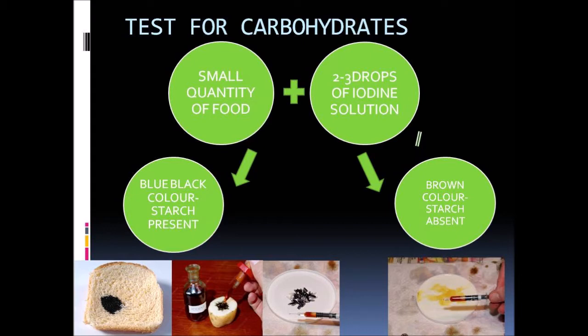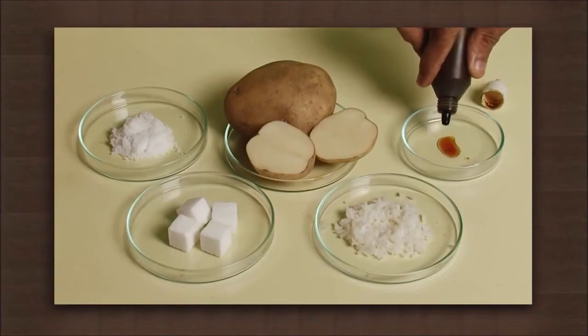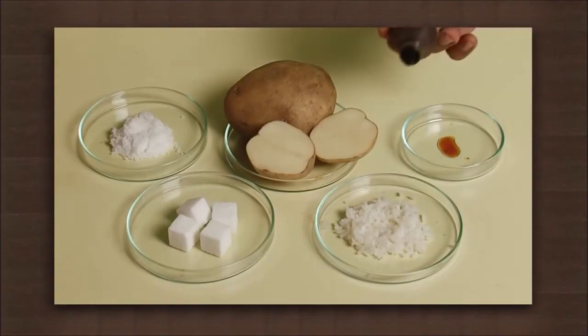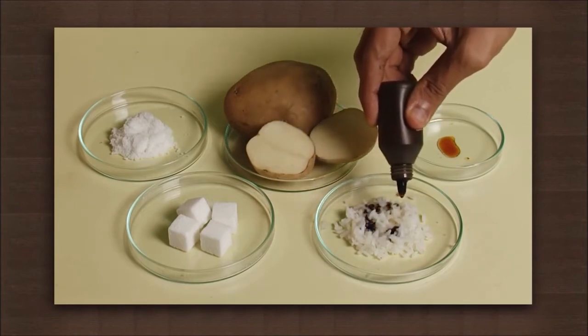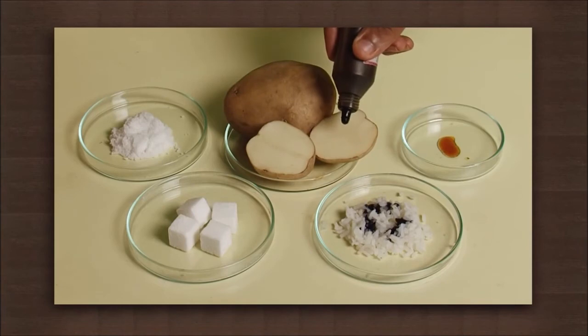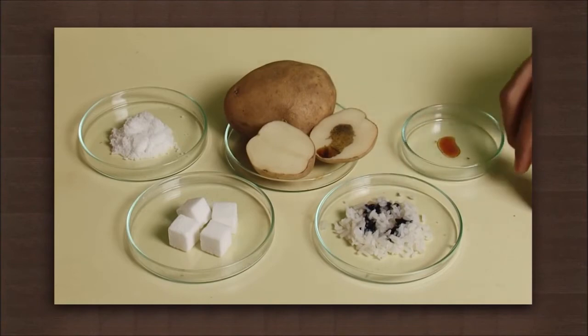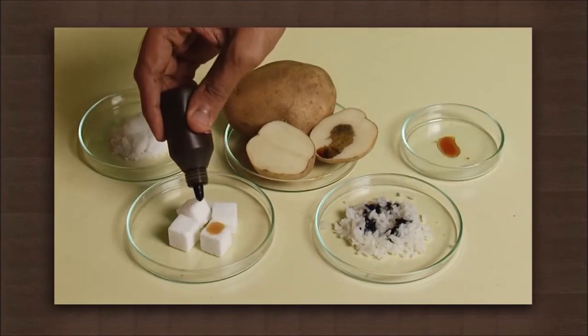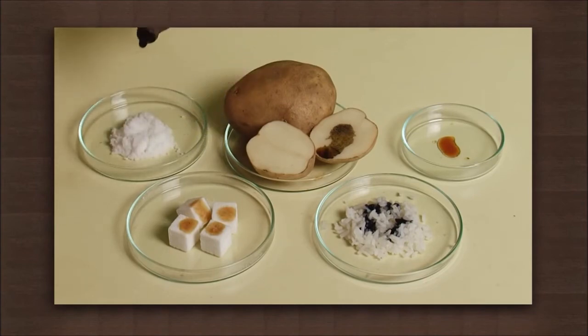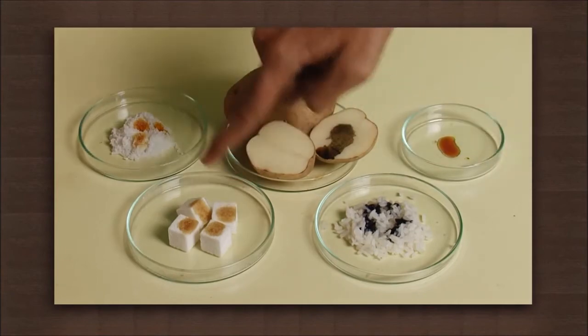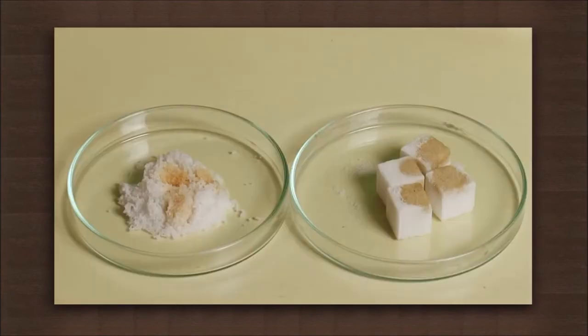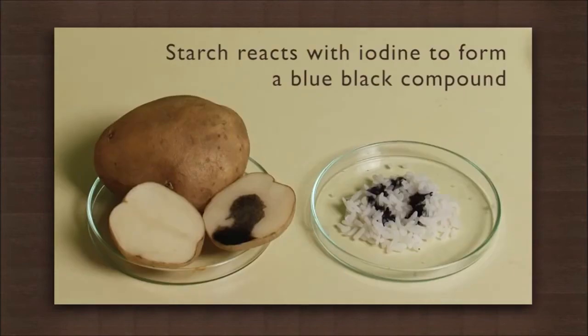Let us watch a short clip for better understanding. Note the change in the color of iodine as it is put on the rice and potato. Both turn the iodine blue-black. Put some iodine on the sugar cubes. The color does not change. Salt too does not change its color. This proves that sugar and salt do not contain starch, while the starch in rice and potato reacts with iodine to form a blue-black compound.